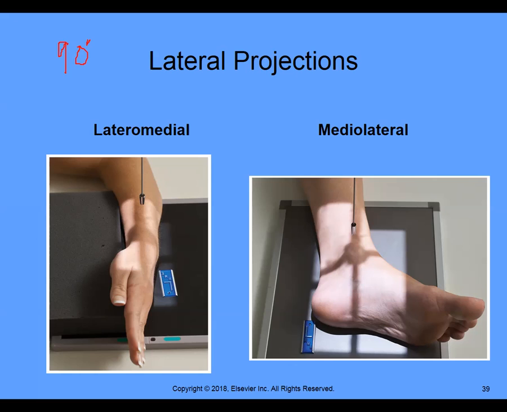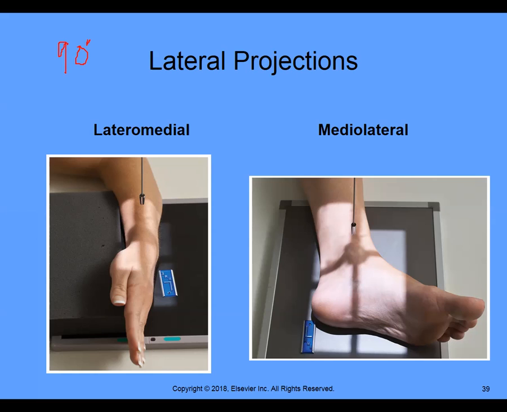Anything away from 90 degrees, like let's say 20 degrees, 30 degrees, 40 degrees, 70 degrees, would be considered oblique because we're just rotating the patient. 90 degrees will put any anatomical part lateral, a true lateral. So this is a lateral projection.